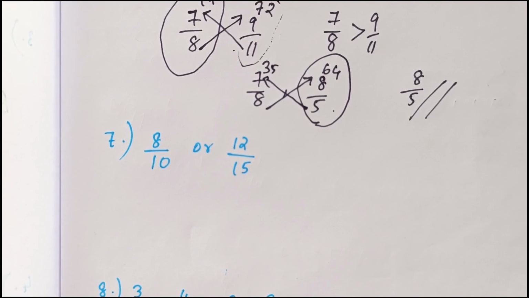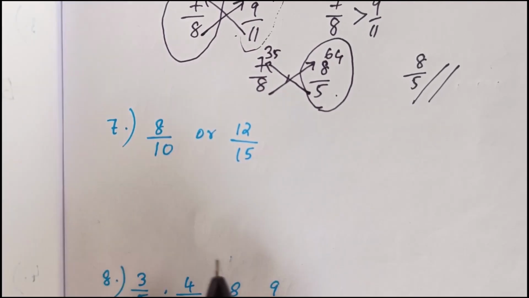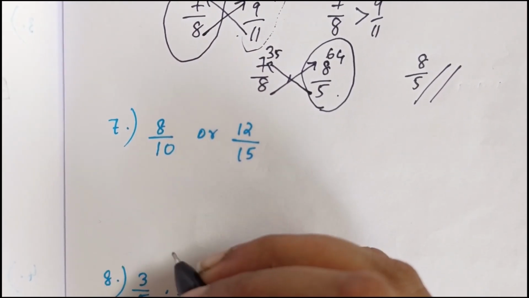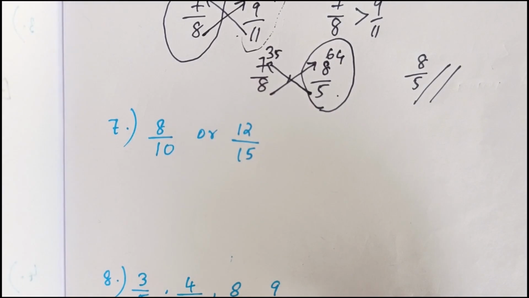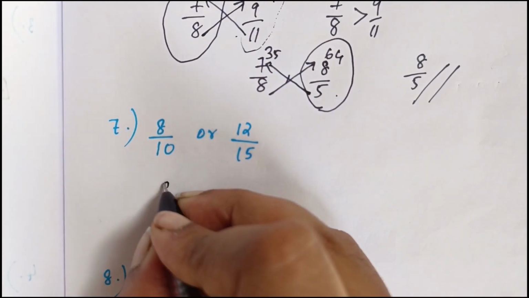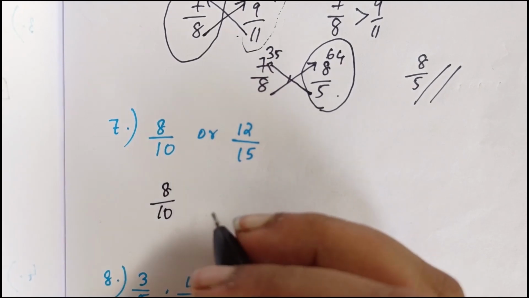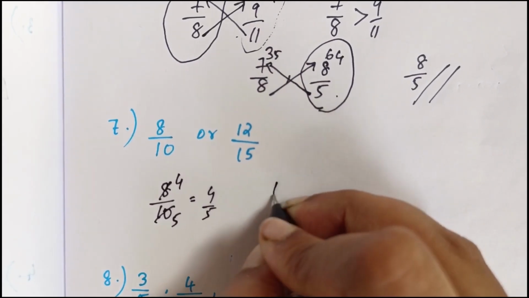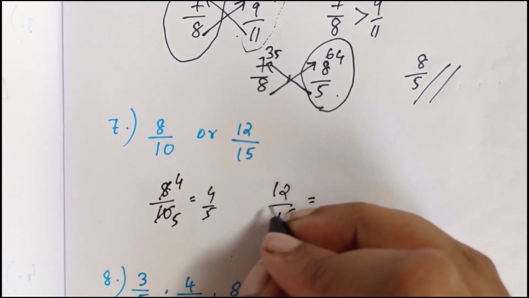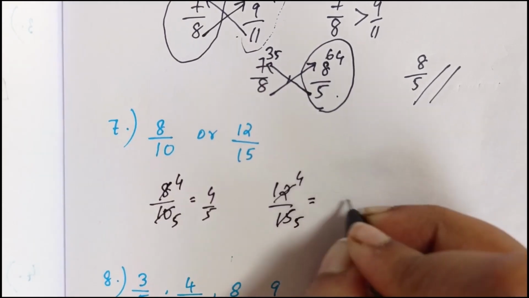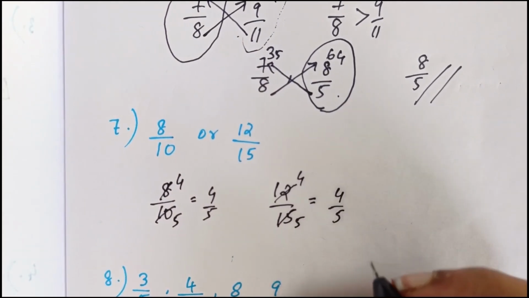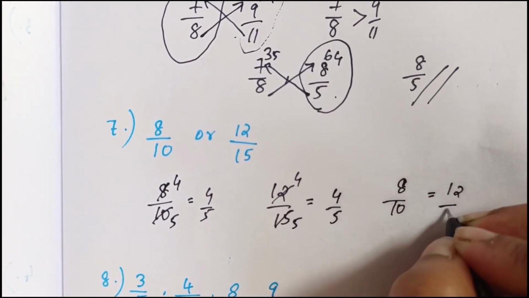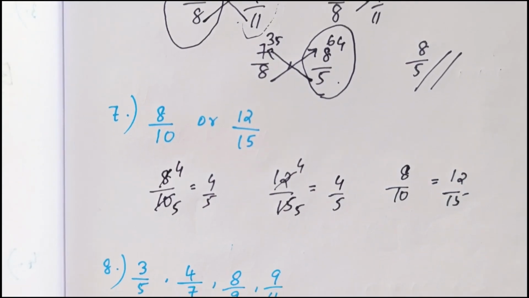Next question is 8 by 10 or 12 by 15, which is greater. Here you can see that we can reduce these fractions to smaller fractions so that it becomes easy for us to compare. 8 by 10 can be reduced as 2 into 4 and 2 into 5, that is 4 by 5. Similarly, 12 by 15 can be reduced as 3 into 4, 3 into 5, which is equal to 4 by 5. Actually, both fractions are equal. 8 by 10 is equal to 12 by 15. Next question.